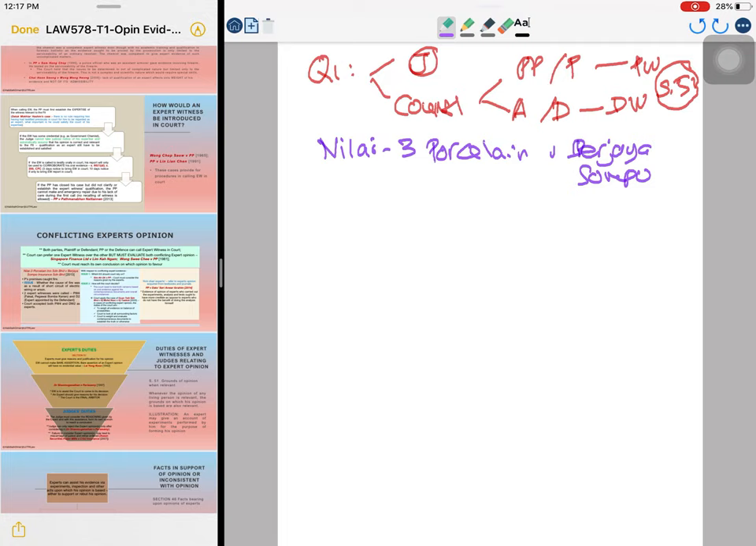Now, when you refer to the test in the case of Junaidi, the first question that you have to answer is whether the nature of this particular case requires an expert. In the case of Nilai 3 Porcelain, the judge has to determine whether the cause of fire is a result of arson or a short circuit. By naked eye, the judge will not be able to determine this. Because of that, the parties and the judge themselves believe that they require an expert. So basically what happened in this case is that they cannot decide on their own.